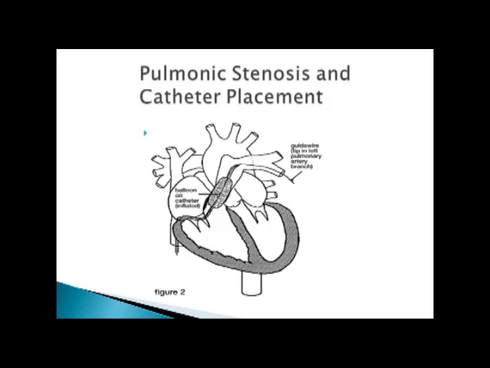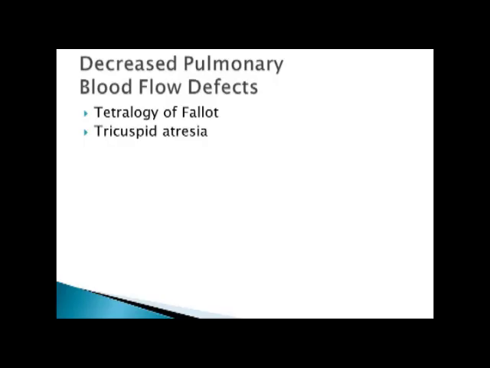Those are some things. So we've talked about some acyanotic defects with increased pulmonary blood flow. We've talked about VSD, ASD, coarctation of the aorta, and then some obstructive things like aortic stenosis and pulmonary artery stenosis. Now we're going to go to what we call decreased pulmonary blood flow defects. And the biggest one that we talk about is tetralogy of Fallot. Tetralogy of Fallot means 4 major defects.